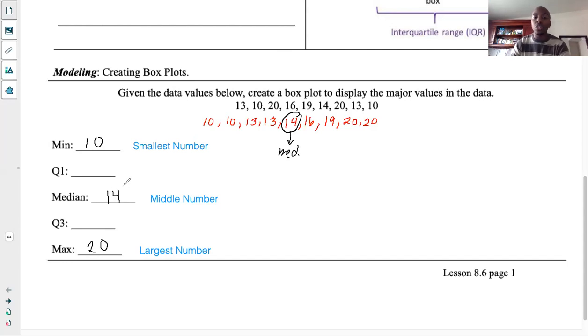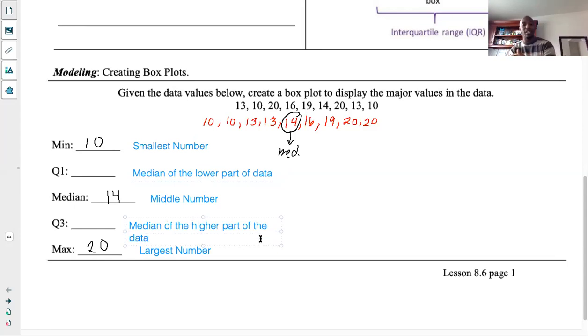Now, I need to figure out what is quartile 1. If you remember what we talked about last time, quartile 1 is the median of the lower part of the data, whereas quartile 3 is the median of the higher part of the data. These are important values that we need to make sure we recognize and understand, right?